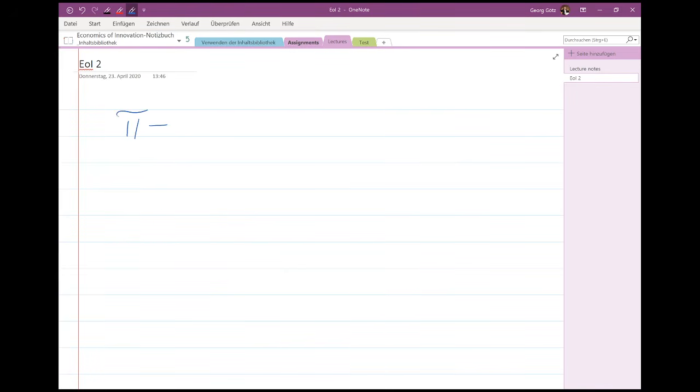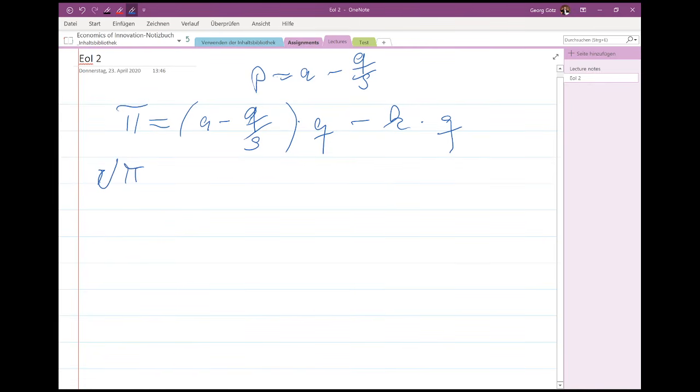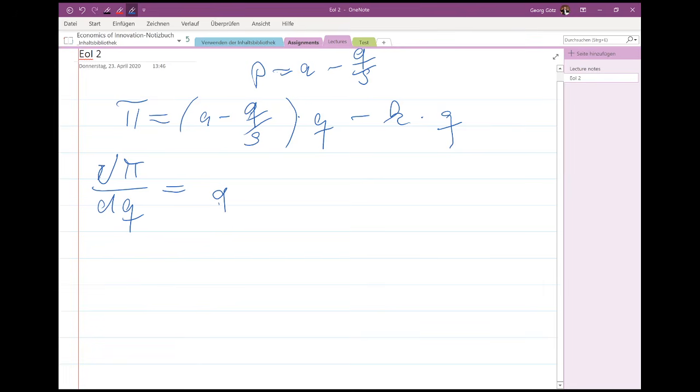We have pi, and we had a demand function, which I unfortunately forgot, but the inverse demand function, P, was A minus Q over S. And then we just write here A minus Q over S times Q minus our marginal cost times Q. Now if we take the derivative d pi dq, we simply get A minus 2Q over S minus K, hopefully I do it correctly, is equal to 0.